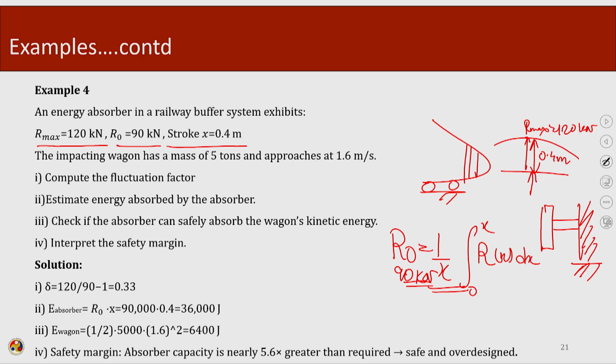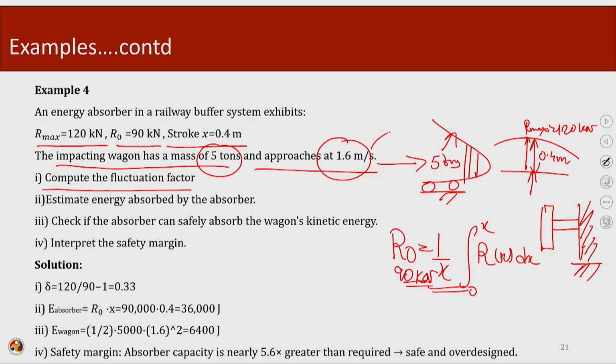It is being asked that the impact wagon has a mass of 5 tons and approaches at 1.6 meter per second. So, we have to compute the fluctuation factor. The impacting wagon has a mass of 5 tons, and it is moving at a velocity of 1.6 meter per second.